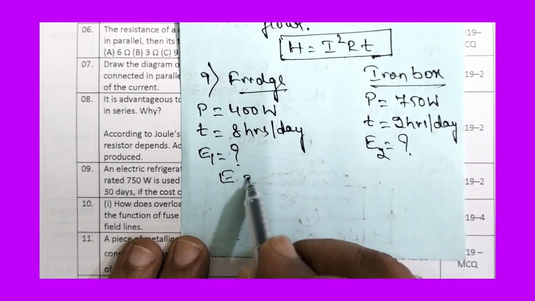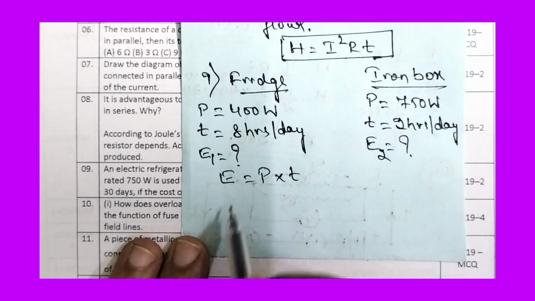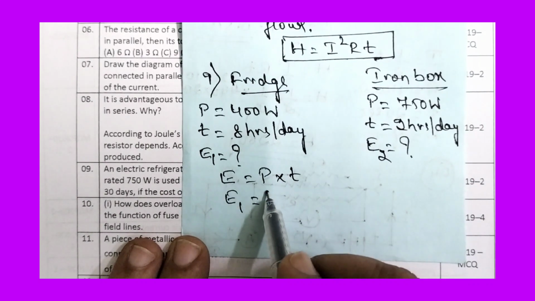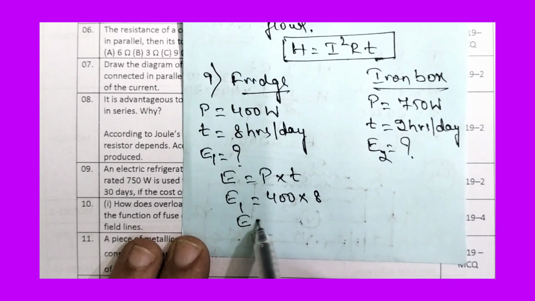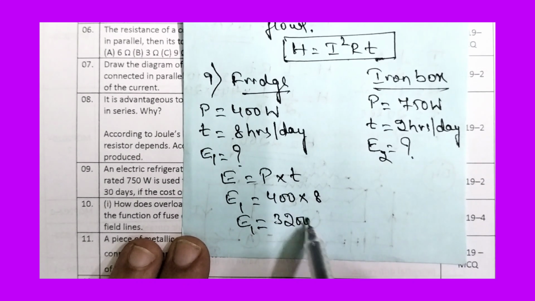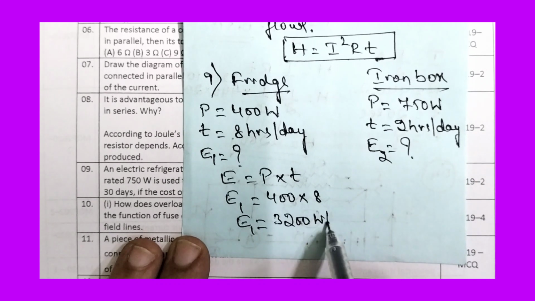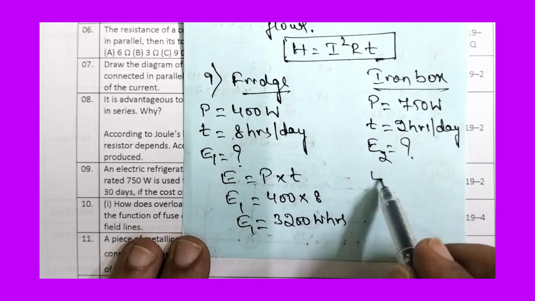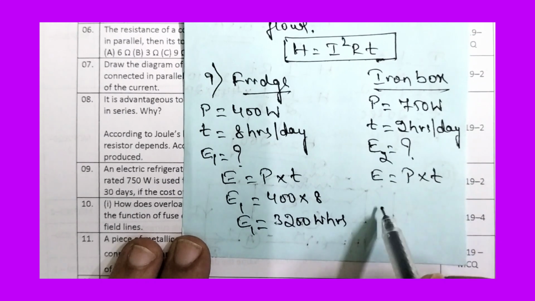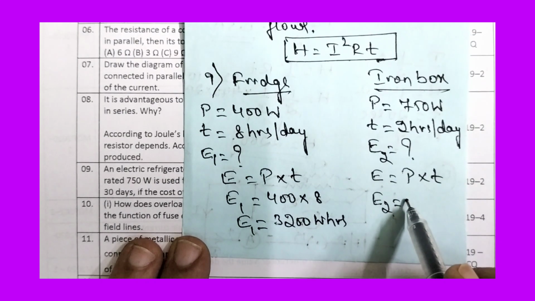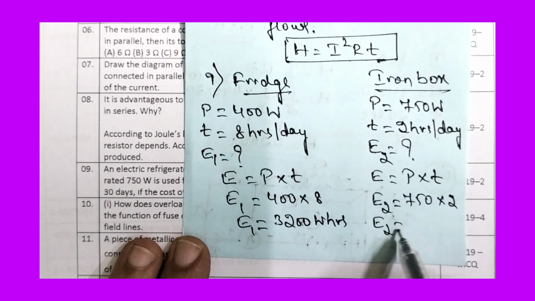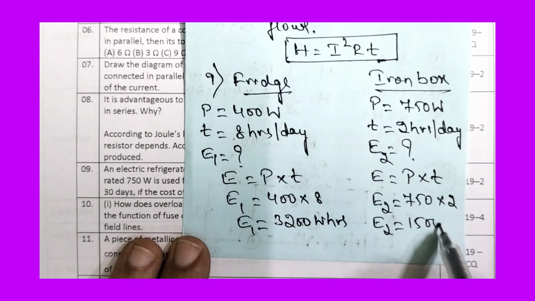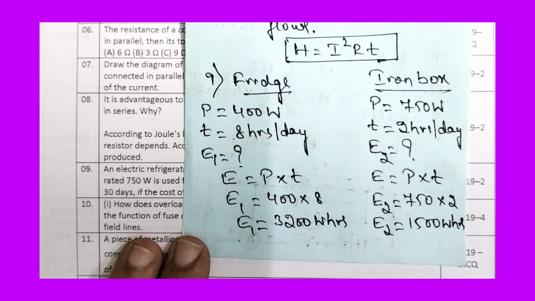ಸೊ ಅಕಾರ್ಡಿಂಗ್ ಟು ದಿಸ್ ಒನ್, E ಈಸ್ ಈಕ್ವಲ್ ಟು P ಇಂಟು T. ಸೊ E1 ಈಸ್ ಈಕ್ವಲ್ ಟು ಪವರ್ ಈಸ್ 400 into time is how much? 8 hours. So E1 is equal to, so 8 4s are 32, it is equal to 3200 watt hours ಆಗುತ್ತೆ. Next, E is equal to P into T. So E2 is equal to 750 into time is 2. So E2 is equal to 1500 watt hours. That is E2.